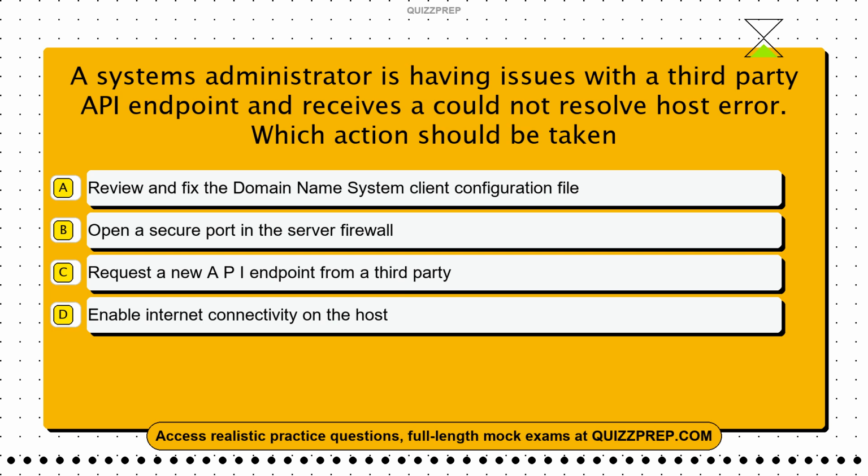resolve host error. Which action should be taken? Option A, review and fix the domain name system client configuration file. Option B, open a secure port in the server firewall. Option C, request a new API endpoint from a third party. Option D, enable internet connectivity on the host.